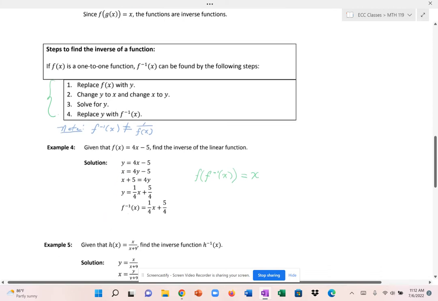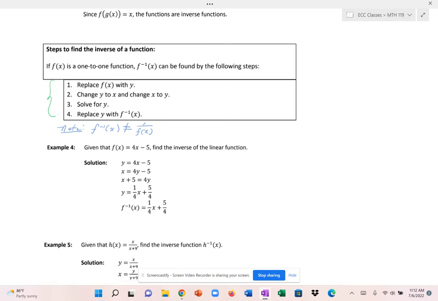Okay, so here we're going to apply the same steps, but this is not a linear function. This is actually a rational function. So let's see how we apply these steps. Depending on the type of function that you have, the work to solve for y might be a little bit different, or maybe a few more steps.